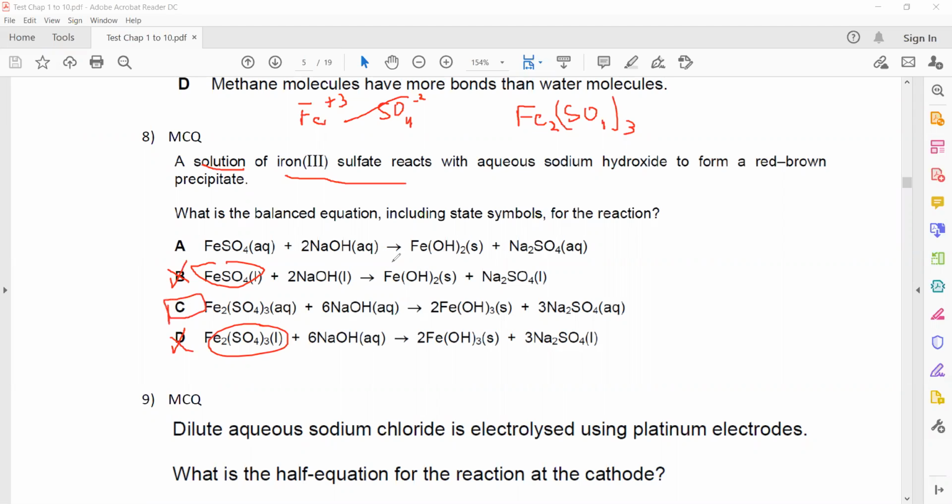So first we cancel out, because I mentioned solution of iron 3 sulfate. Solution means it should be soluble or aqueous. So we just work out the first two wrong answers, and then we write the formula for iron 3 sulfate, and we can simply identify what will be the correct answer for this.